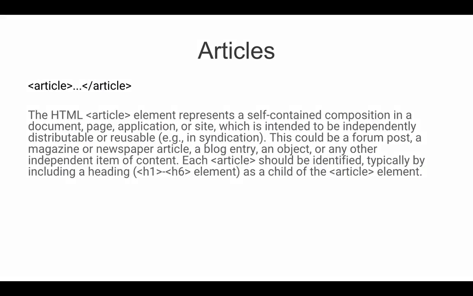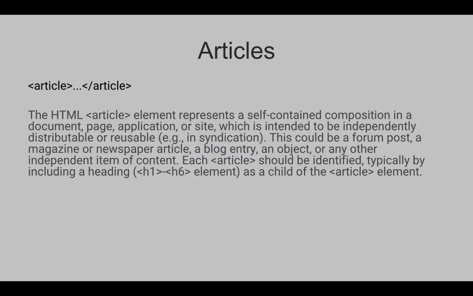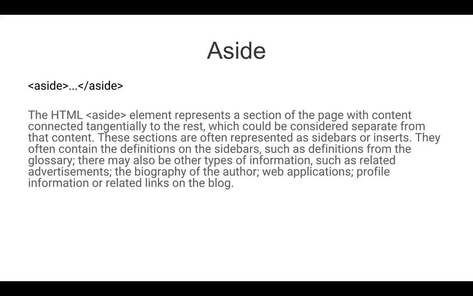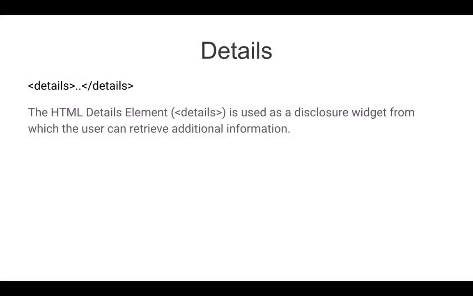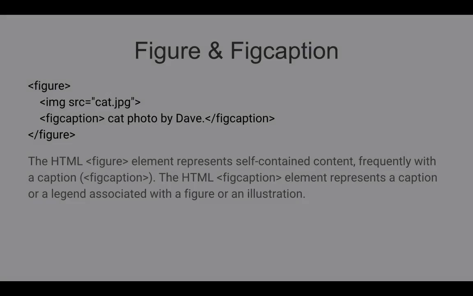Articles are just meant to represent sort of a self-contained composition within a document. A side is for sort of secondary information. Could be like a sidebar beside your main section. Details is useful for creating a section where the user can retrieve perhaps additional information about the content above.